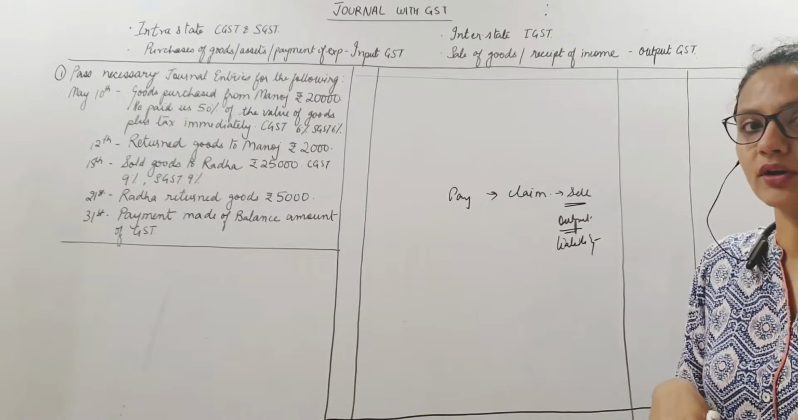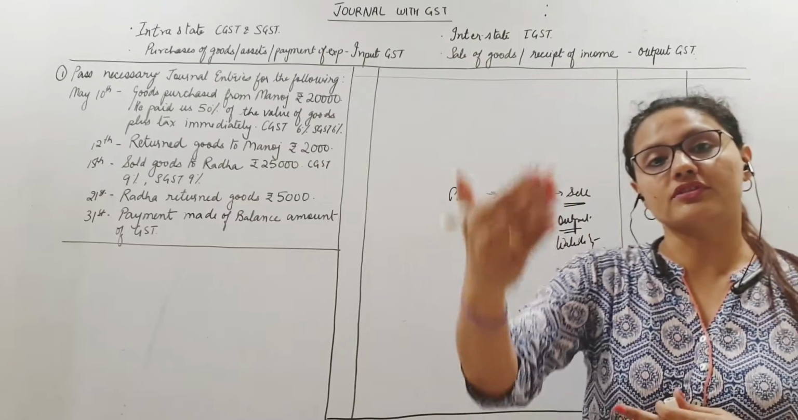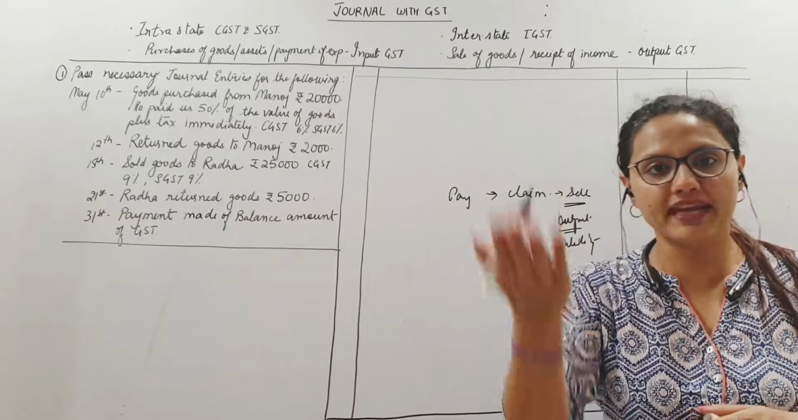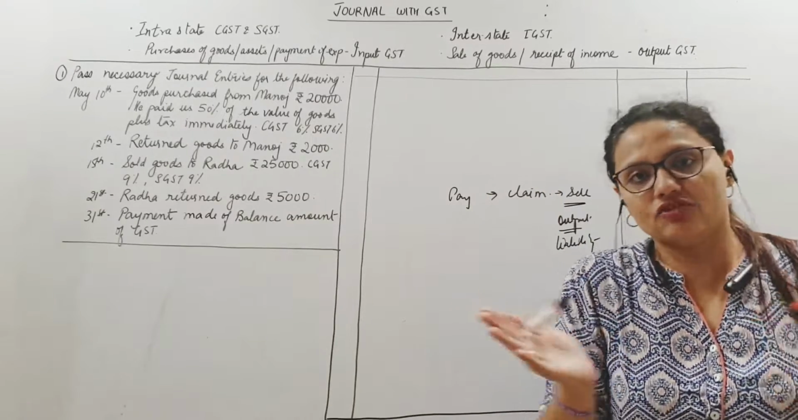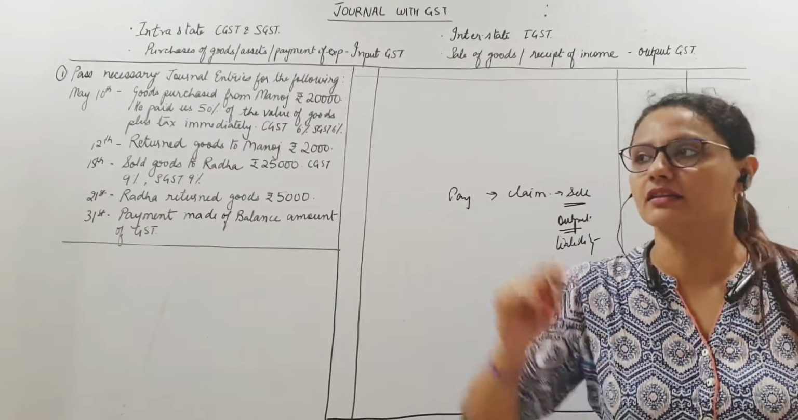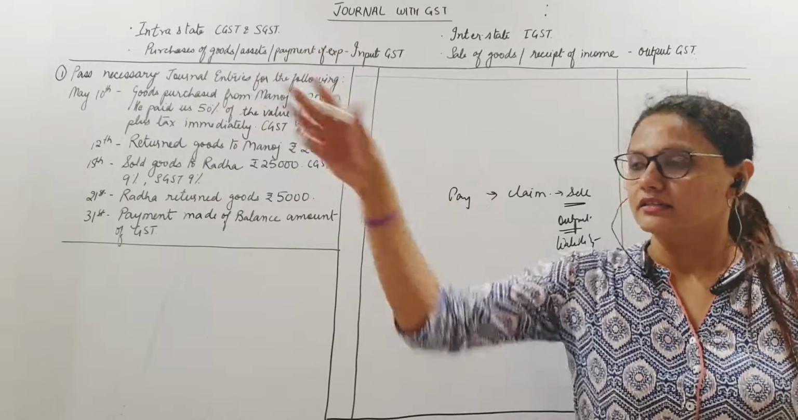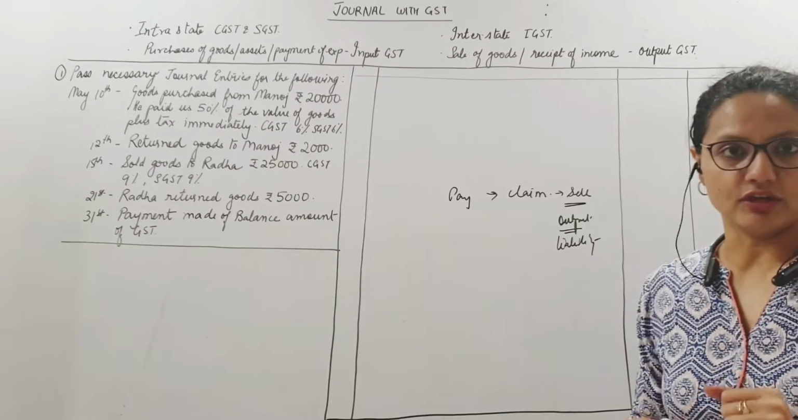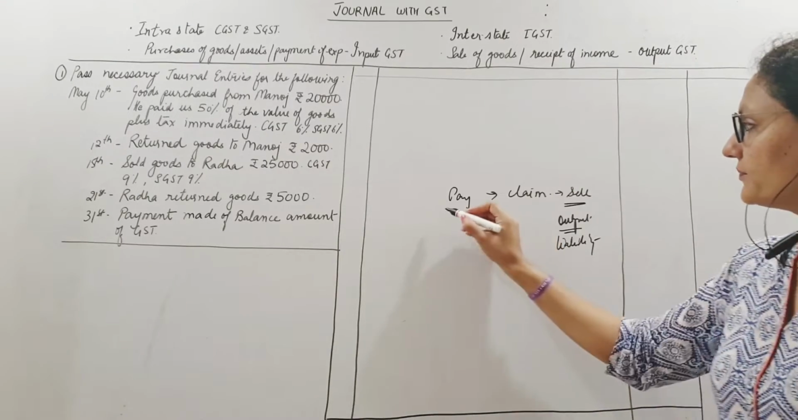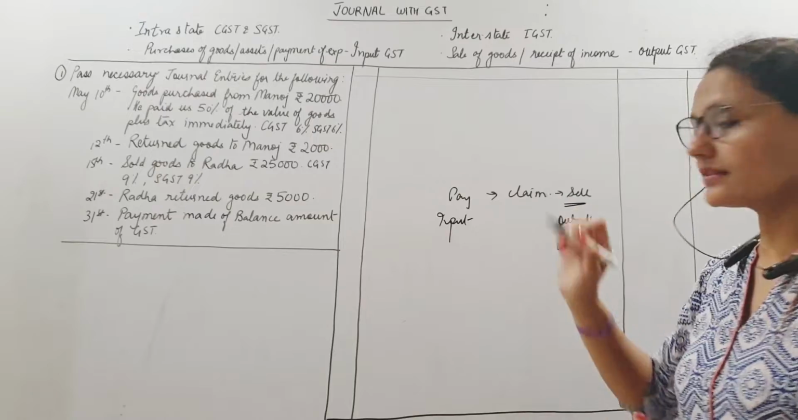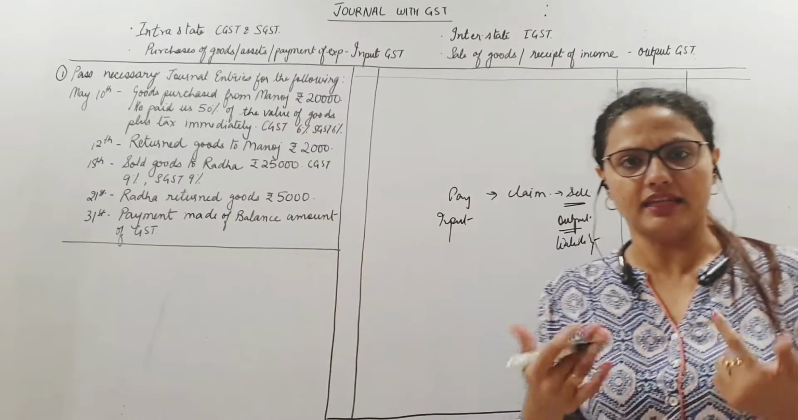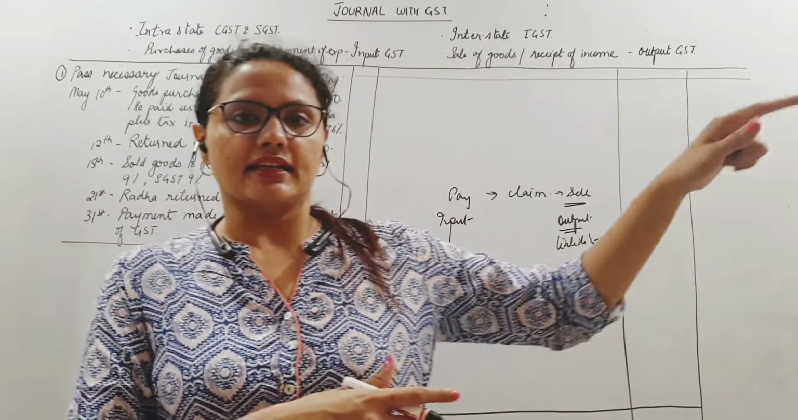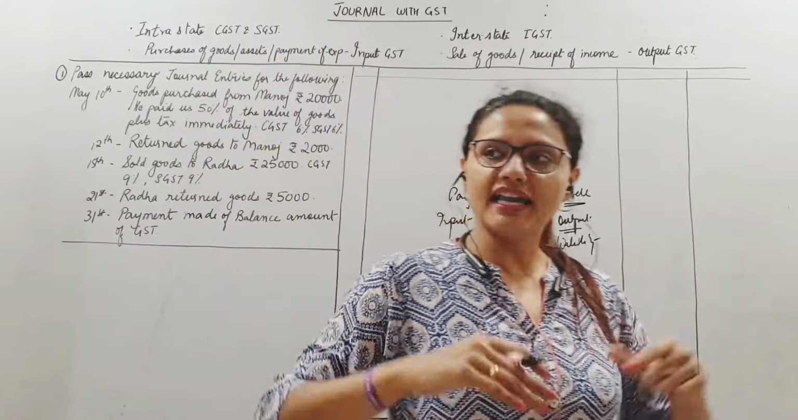It doesn't go into his pocket. This has to be deposited to the government by the seller, right? Therefore, it has to be paid to someone. This amount that is collected is just an intermediary in between the customer and the government. Take it from him, give it to the government, right? So this is a liability for the seller. Whenever I pay input tax, I've paid it. In that case, I am the customer, right? I've paid it. That product I am selling again.